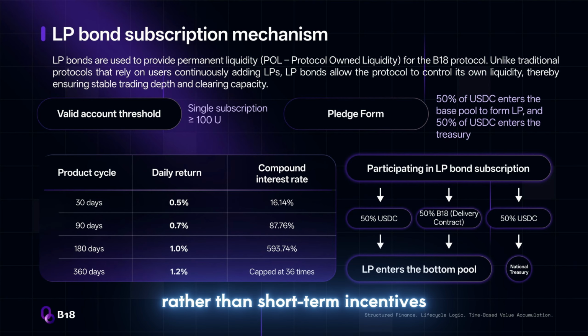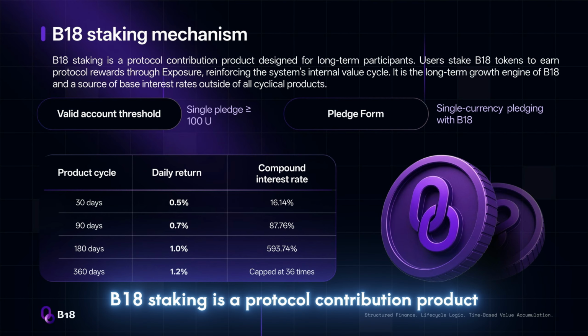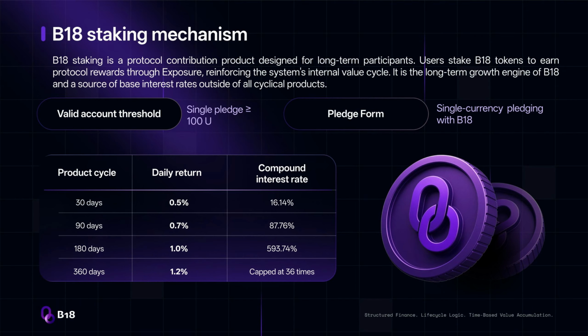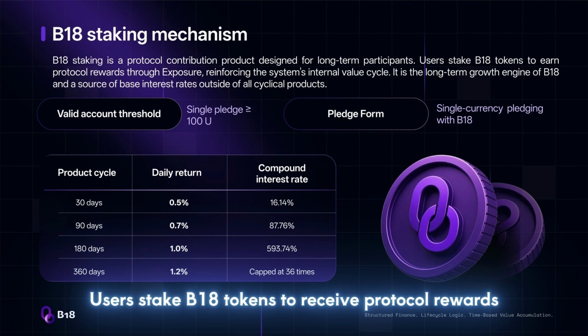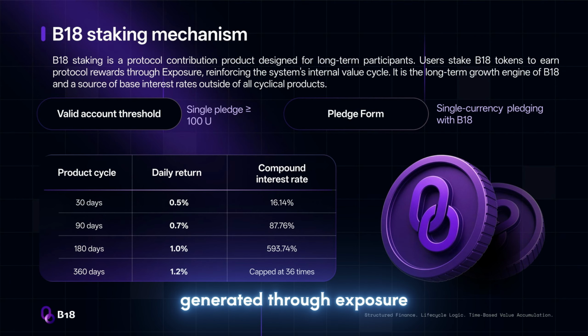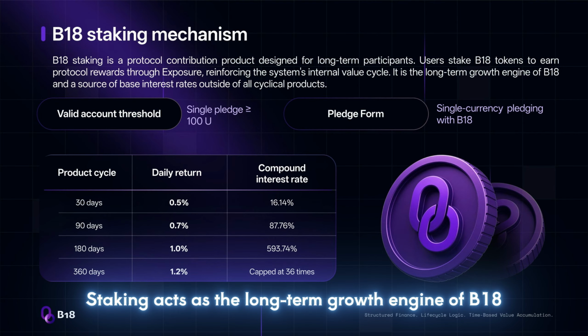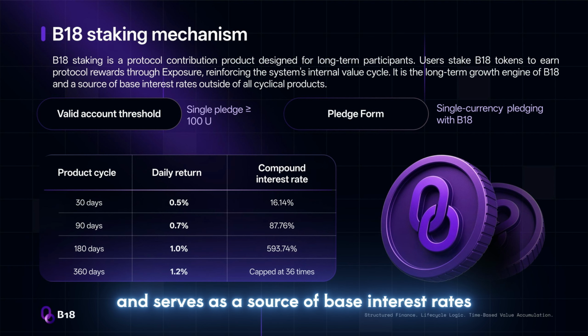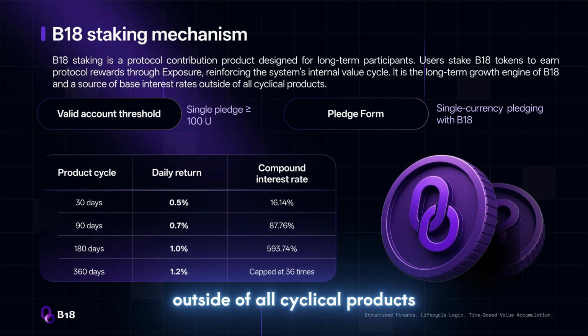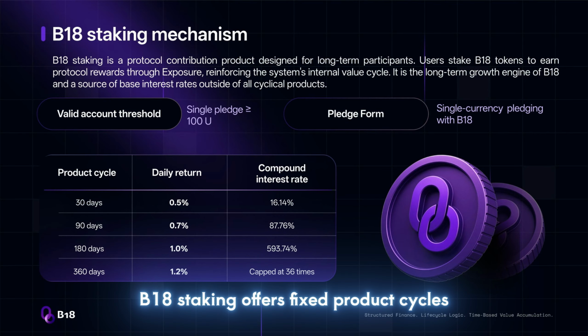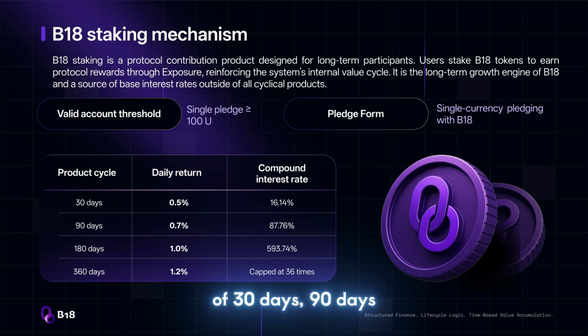B18 staking is a protocol contribution product designed for long-term participants. Users stake B18 tokens to receive protocol rewards generated through exposure, reinforcing the system's internal value cycle. Staking acts as the long-term growth engine of B18 and serves as a source of base interest rates outside of all cyclical products. B18 staking offers fixed product cycles of 30 days, 90 days, 180 days, and 360 days.